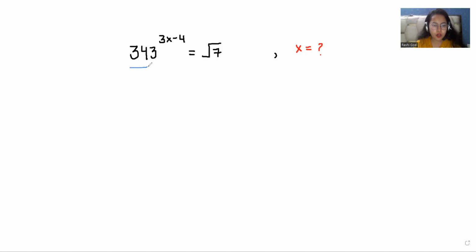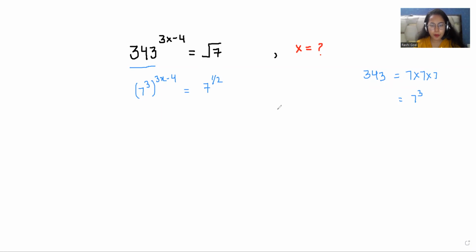So we are going to focus on 343. We can write 343 as 7 times 7 times 7, or we can say it as 7 power 3. So in place of 343, I'll write 7 power 3 and whole power is 3x minus 4 is equal to, we can write under root 7 as 7 power 1 by 2.